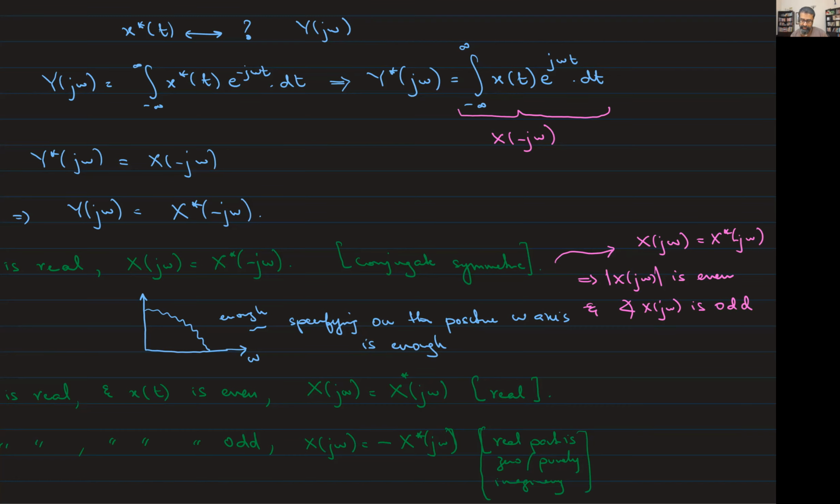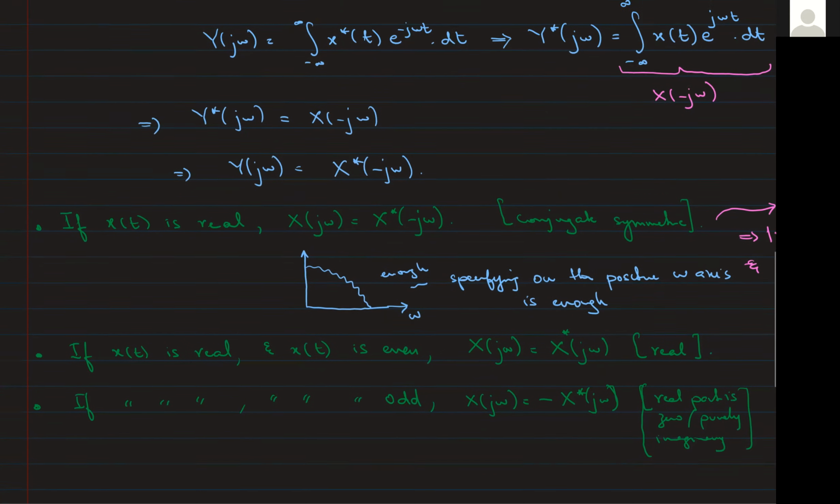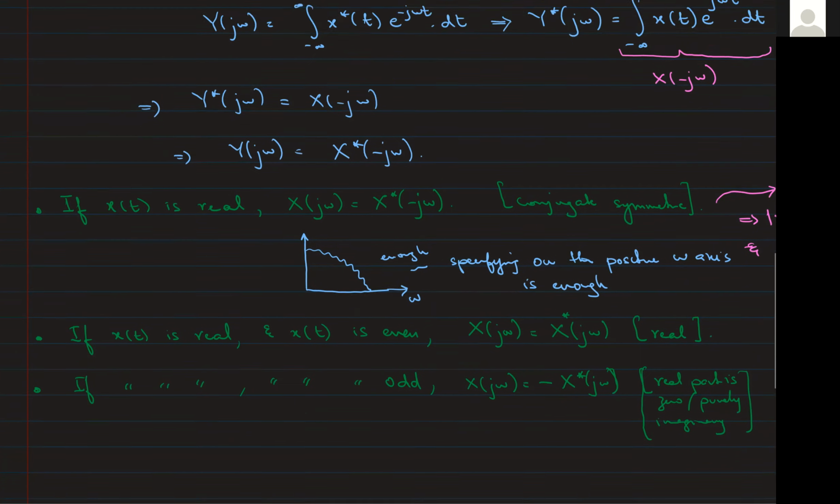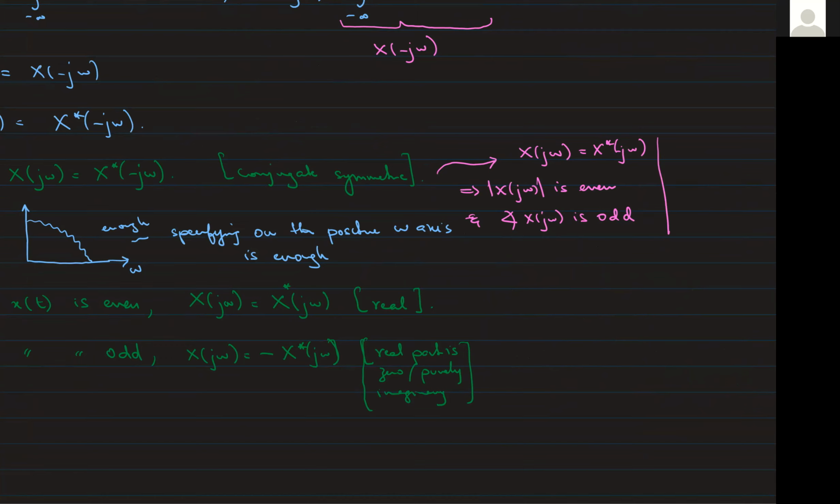Originally, if x of t is real, then X of j omega is equal to the conjugate of X of minus j omega, right? Afterwards, what was written is X conjugate of j omega simply. So this is X conjugate of minus j omega. This first condition implies that the magnitude is even and the phase is odd. So I'll let you do it yourself.